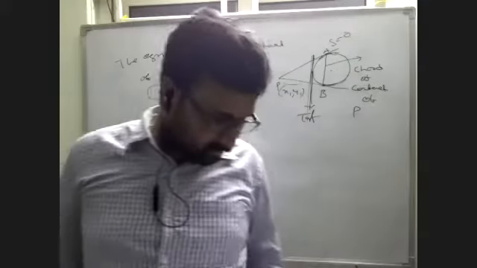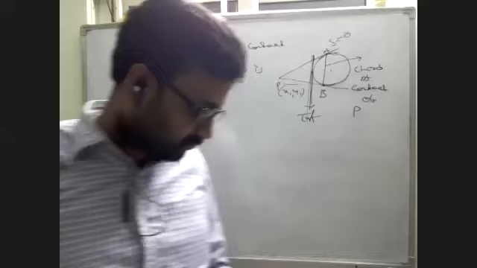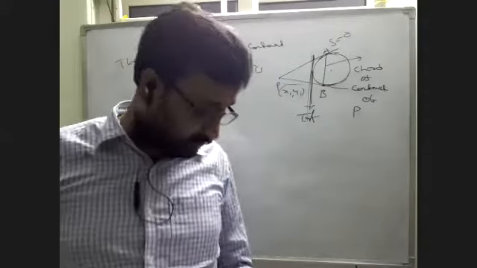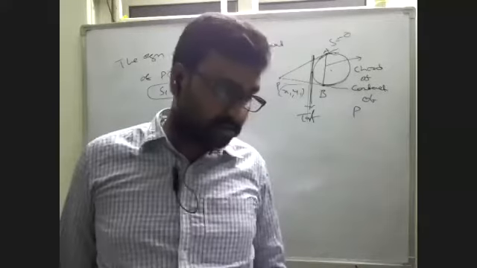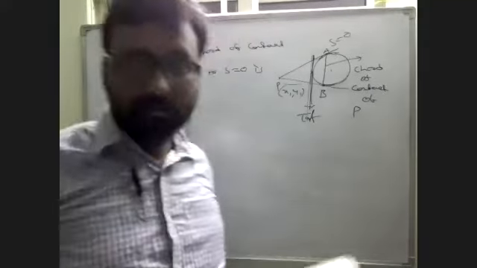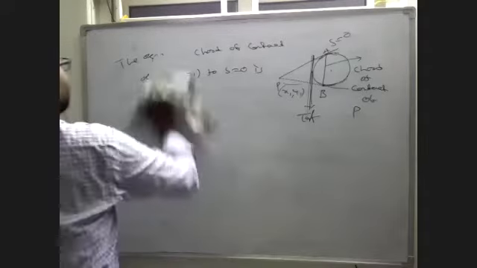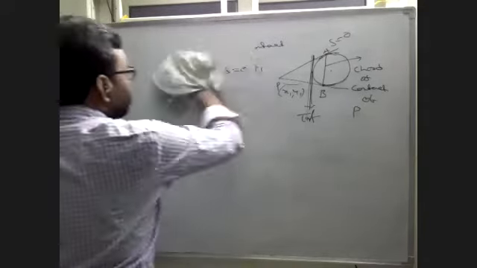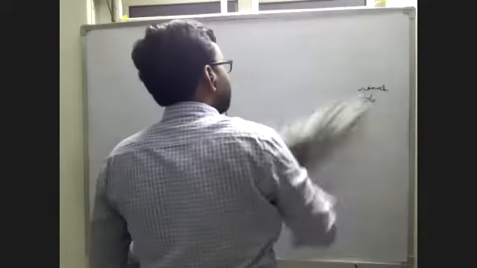Next, they have given: find the equation of the chord of contact of the point with respect to the circle. You can do it easily. And one more, the line is a chord of contact of the point with respect to the circle, then P(h, k) is. So this you have to solve compulsorily. This is a little bit different. We will see.